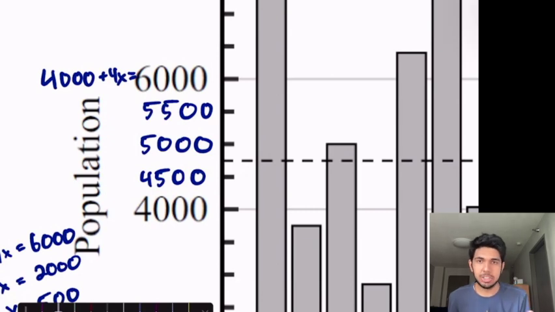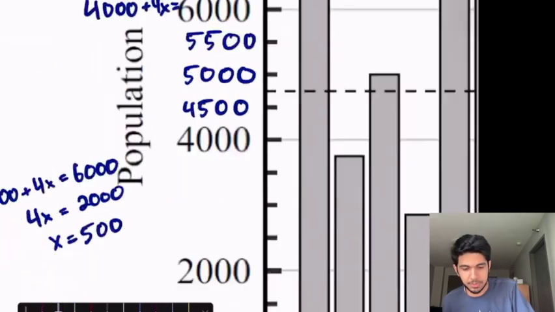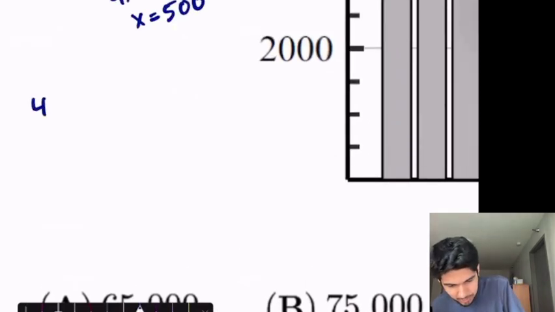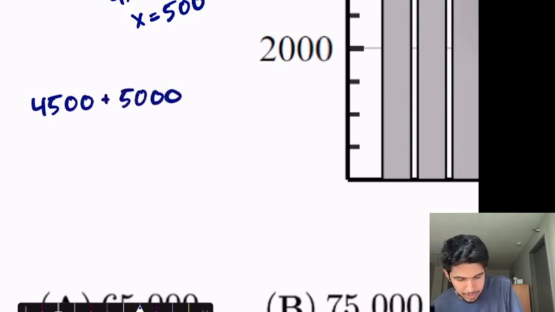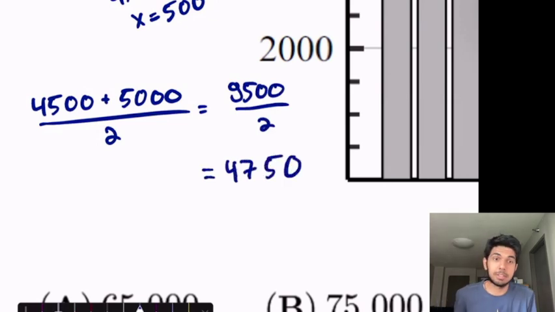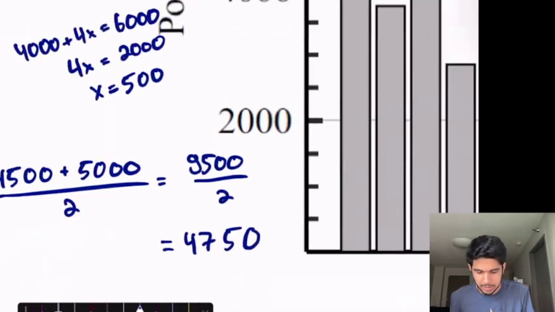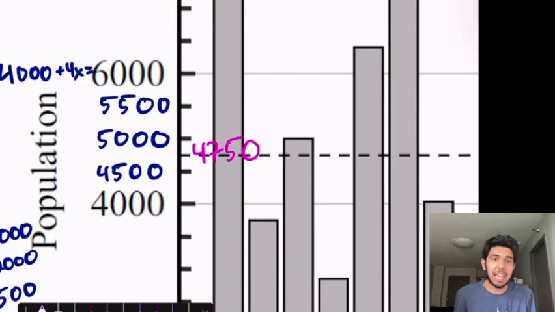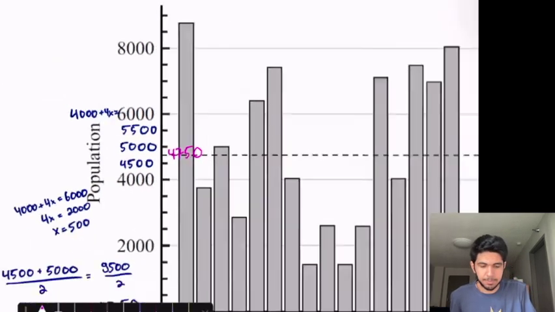So we need the average of 4,500 and 5,000. To do that, we'll just find the average like I've been saying. So we'll do 4,500 plus 5,000 divided by 2. That's going to be 9,500 divided by 2. And you can divide that out, get 4,750. So this dotted line is pointing to 4,750. And that's what we'll say the average population is.